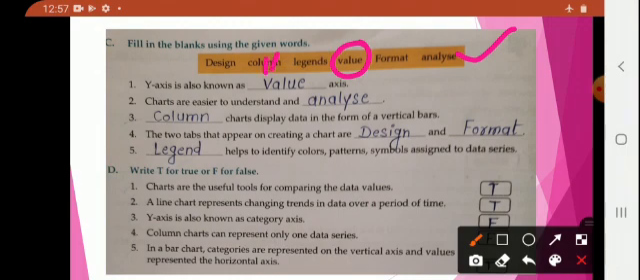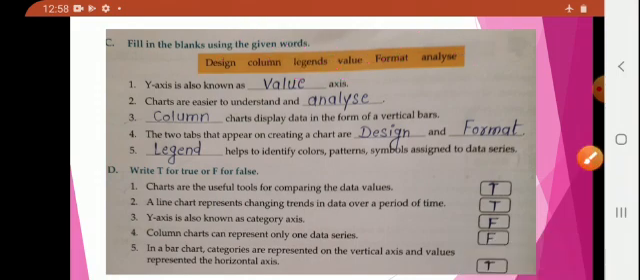Columns: charts display data in the form of a vertical bar. The two tabs that appear on creating a chart are design and format. Fifth, legend helps to identify colors, patterns, symbols assigned to data series. Got it?